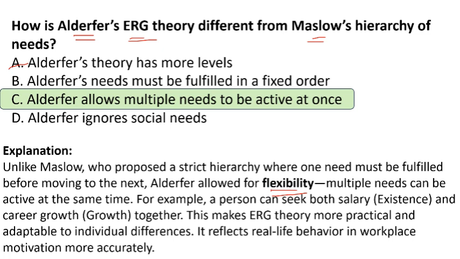He has given an example as well. A person can seek both salary, that means existence, and career growth, that is growth. These needs are being satisfied at one time, simultaneously. This makes ERG theory more practical and adaptable to individual differences. It reflects real-life behavior in workplace motivation more accurately. Okay, this is a more refined version of Maslow.